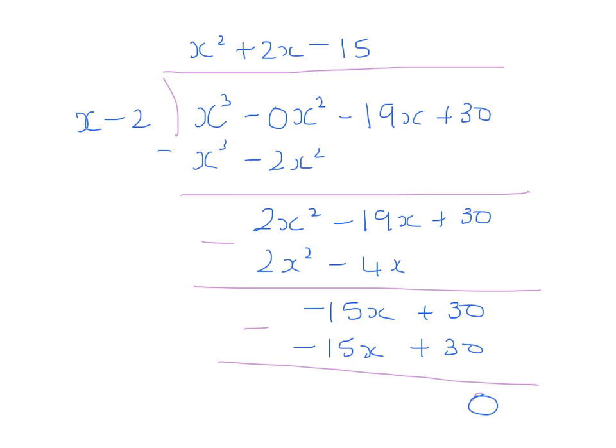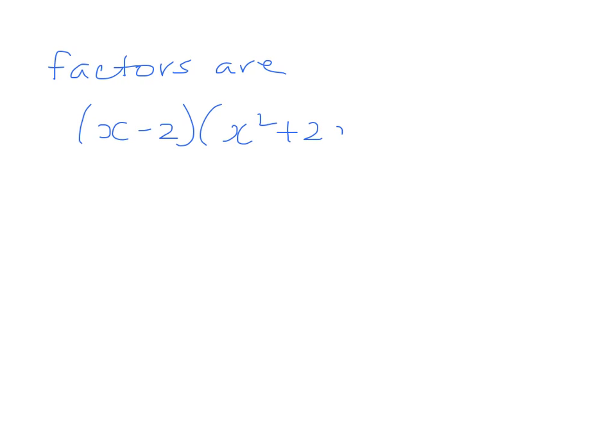So that gives us factors of x squared plus 2x minus 15 is our quadratic factor, and x minus 2 is our linear factor. Now we need to fully factorise this. So our factors are x minus 2, x squared plus 2x minus 15.